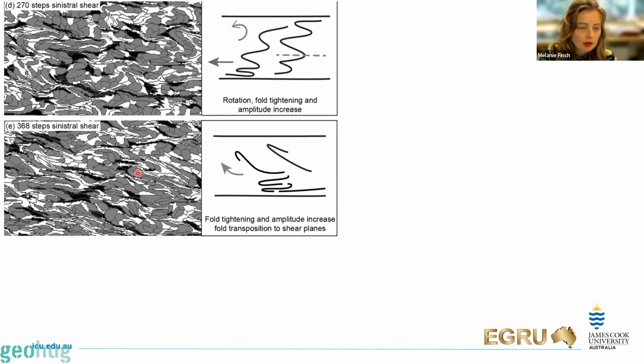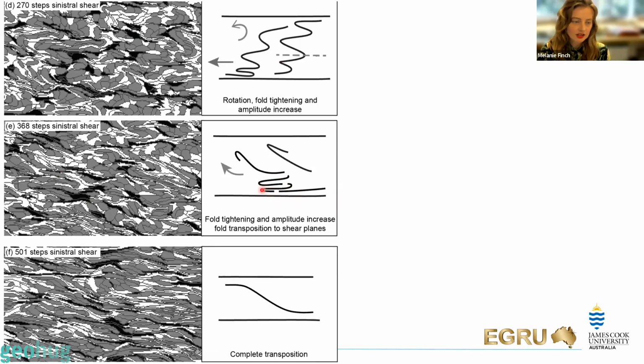So you might be able to pull out little fold hinges in here. It's a little bit hard to see. I've spent a lot of time staring at these things. So they get completely pulled apart, and we end up with little fold hinges that don't have limbs, and we get a fold transposition to the shear planes. And then eventually sinistral SC fabric forms from this microstructure, and so you can't even tell that there ever was a stage of dextral shearing beforehand.